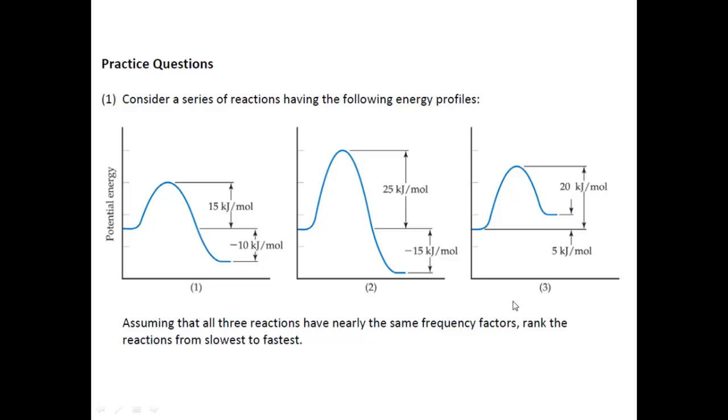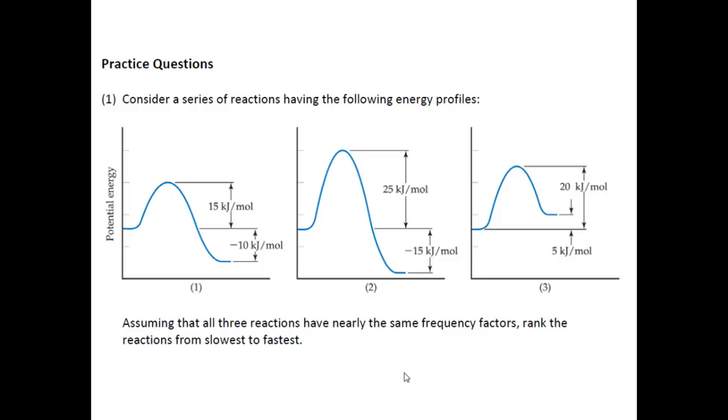Consider a series of reactions having the following energy profiles. Assuming that all three reactions have nearly the same frequency factors, rank the reactions from slowest to fastest. Simply put, the faster reaction should have the lowest activation energy.